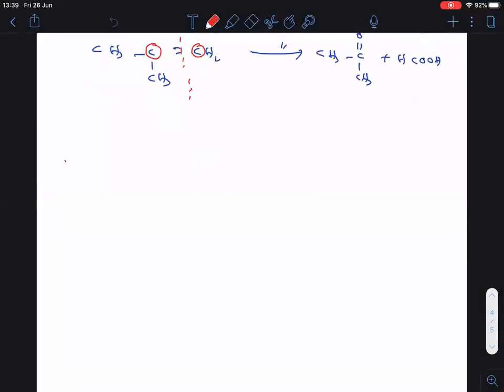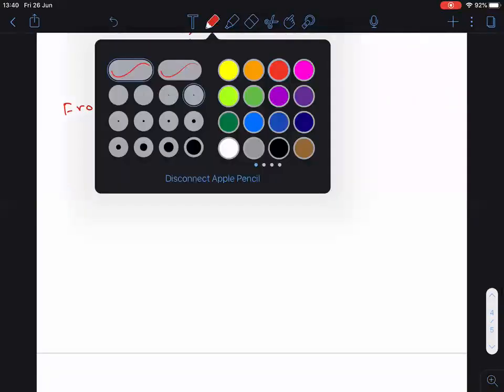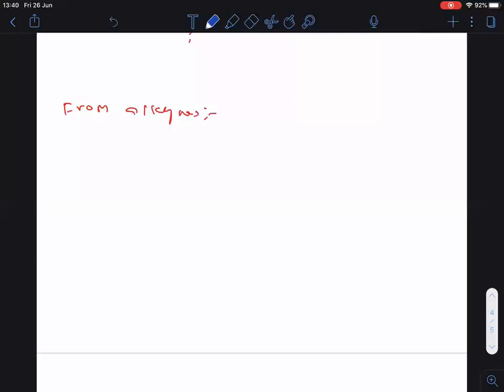The second preparation method is from alkynes. From alkynes we can prepare acids by 2 methods. Clear? What are the 2? Now see clearly. Here RC triple bonded CR.